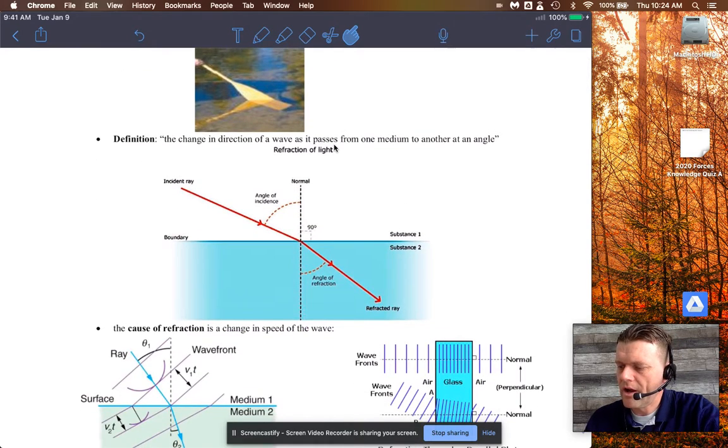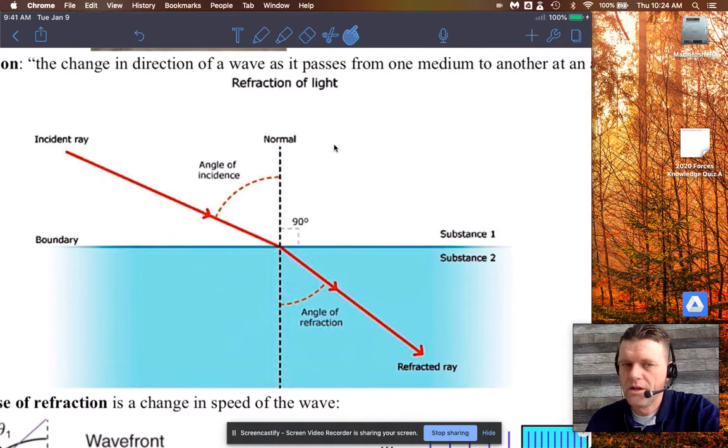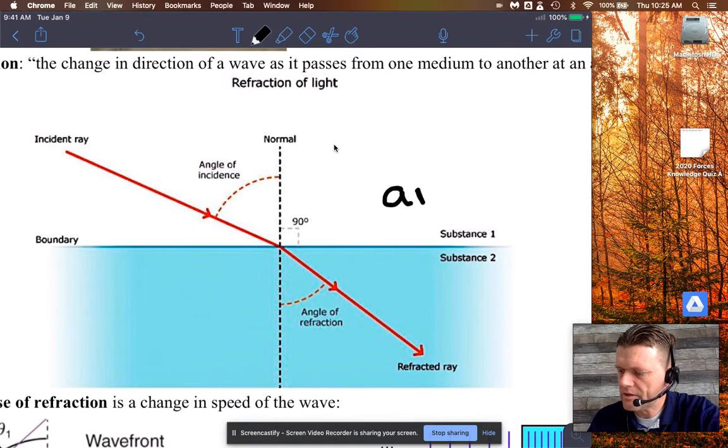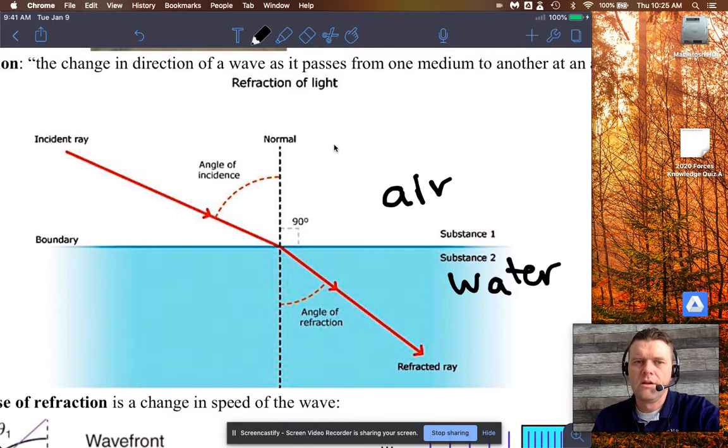Kind of the standard idea here, if you just look at this, is that an incident ray of light, if it's in air, say for example, if this is air and this is water, that's a very common setup. As the light hits water, the wave fronts will start to slow down, and it will actually cause a bend or a change in direction of the light ray. And so we always measure to the normal.